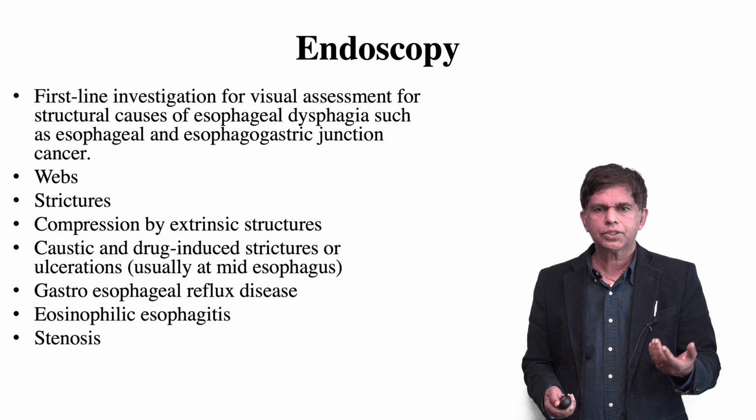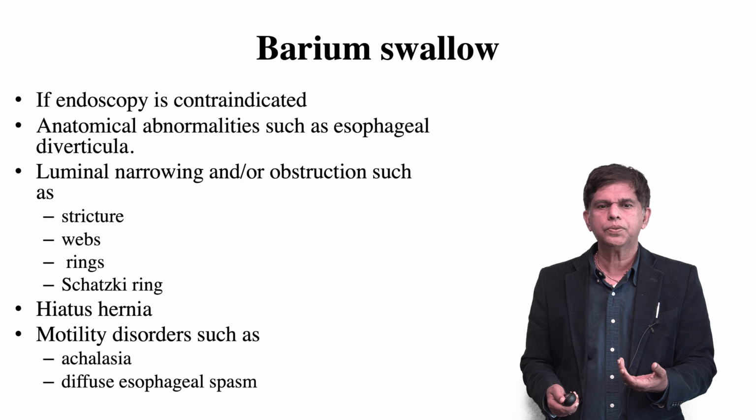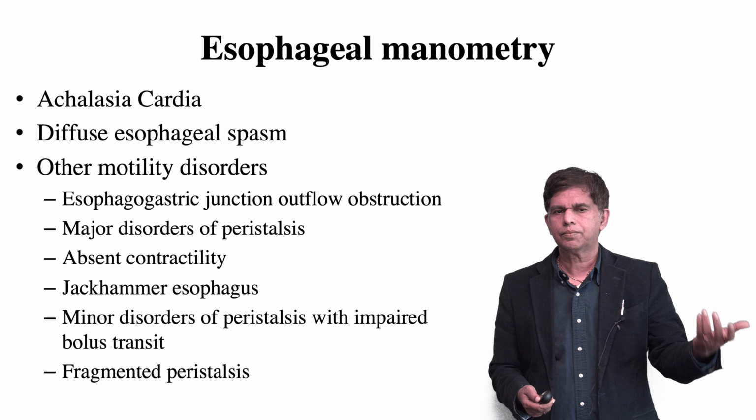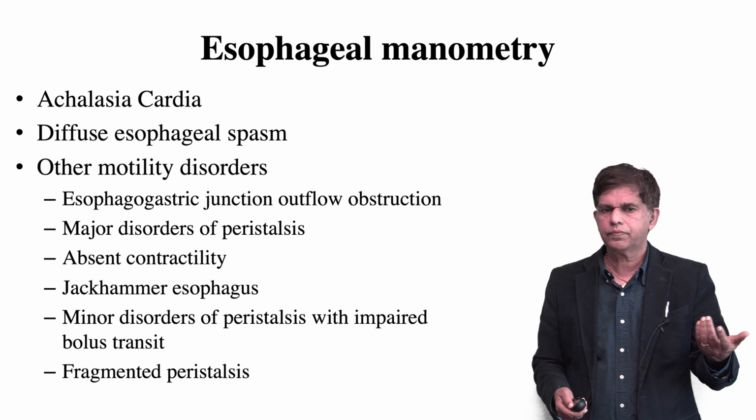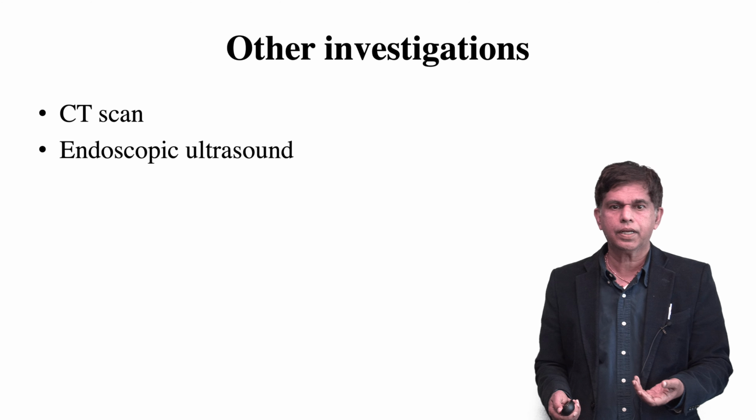And endoscopy is first line, then you've got barium swallow. You can do esophageal manometry if you're thinking more of achalasia or esophageal spasm, and other investigations you can do are CT scan and endoscopic ultrasound.